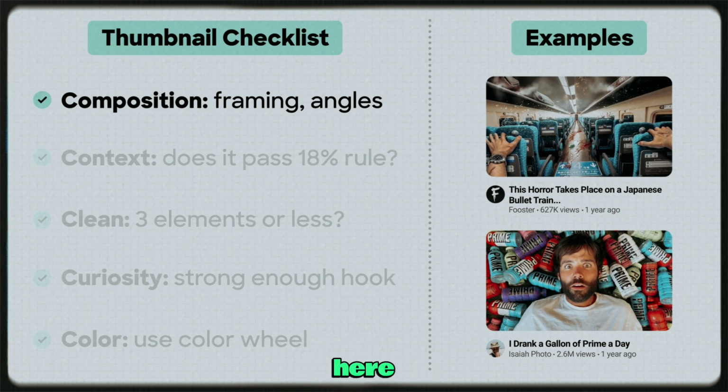The first thumbnail here is so captivating because it comes from the point of view of a person holding onto those chairs for dear life. And the leading lines down the corridor, I mean, this is just a masterpiece of a thumbnail. The second one comes from Isaiah Photo, and it's so well composed with the camera being positioned above his head, the prime bottles are all around him. Like, you could tell that he took time to frame and compose this shot properly.